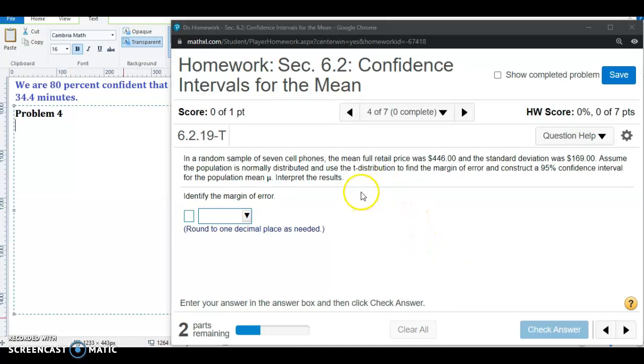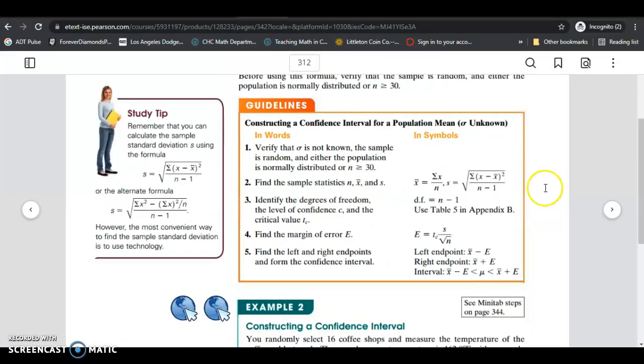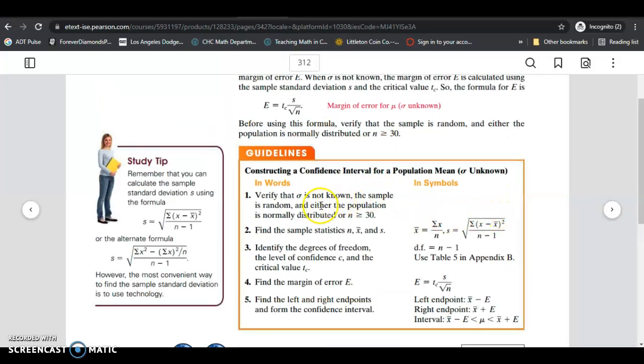Once again, there are several assumptions that we make about the data when constructing a confidence interval for the mean of a population. If you look on page 312 of the textbook, it talks about confidence intervals and t-distributions. Keep in mind that we're not going to use any of these formulas here, because we're going to do all the work in StatCrunch. One of the assumptions in this section is that the standard deviation of the population is not known. The sample data that we collect is random.